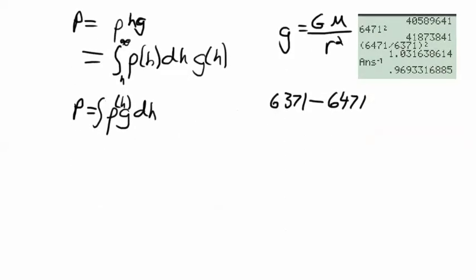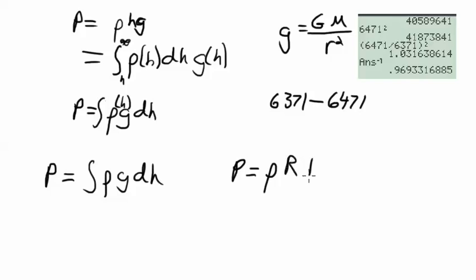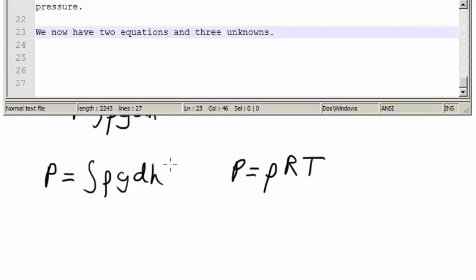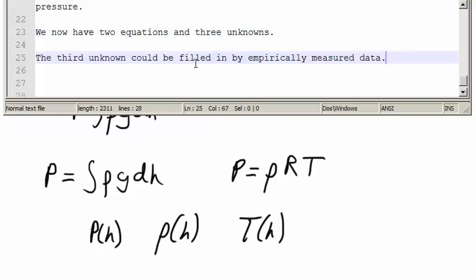So I think these are kind of two governing equations then. We've got one of them that the pressure is equal to the integral of rho g dh, and the other one that says that the pressure is equal to rho RT. So that essentially gives us, we now have two equations and three unknowns. The unknowns are pressure as a function of height, density as a function of height, and temperature as a function of height. The third unknown could be filled in by empirically measured data.